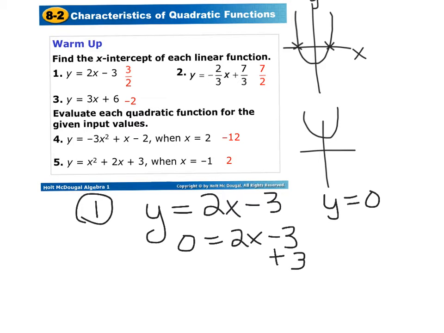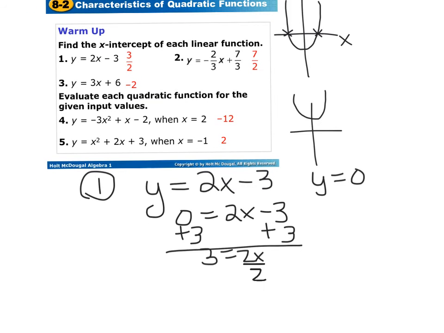So, for example, on number 1, if you wanted to find the x-intercept, you're going to make y equals 0, and then solve the equation for x. So we would add 3 and get 3 equals 2x. Divide by 2. And our x-intercept is 3 over 2. And that's how they got that. So when you're finding the x-intercept, replace y with 0 and solve for x.